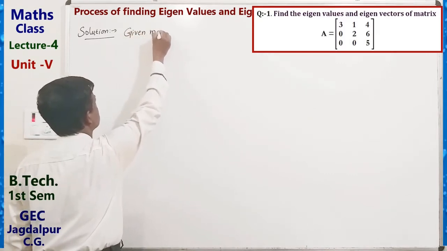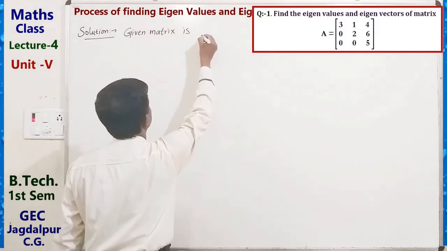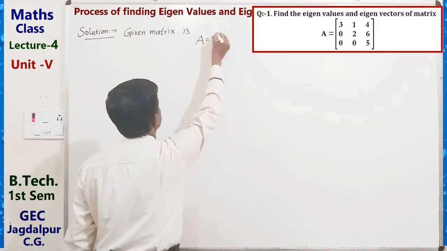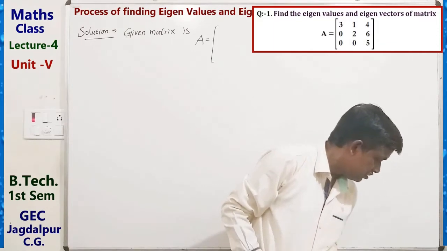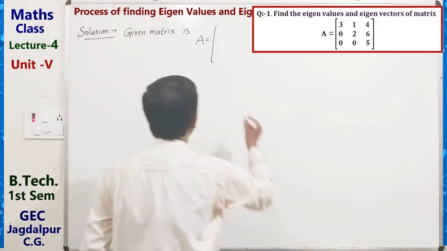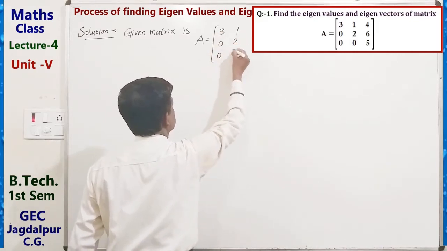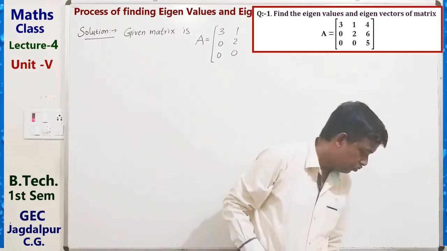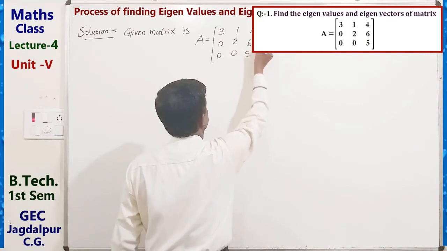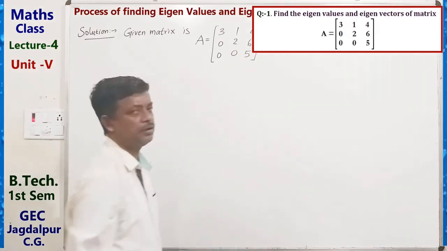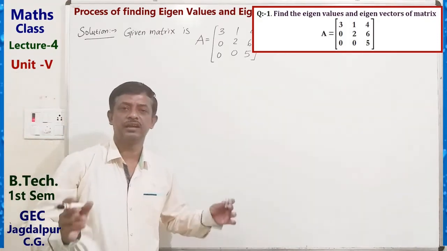Given matrix A equals an upper triangular matrix: 3 1 4, 0 2 6, 0 0 5. The matrix may be of any type. Okay, so this is the given matrix. We just have to find the eigenvalues and eigenvectors.